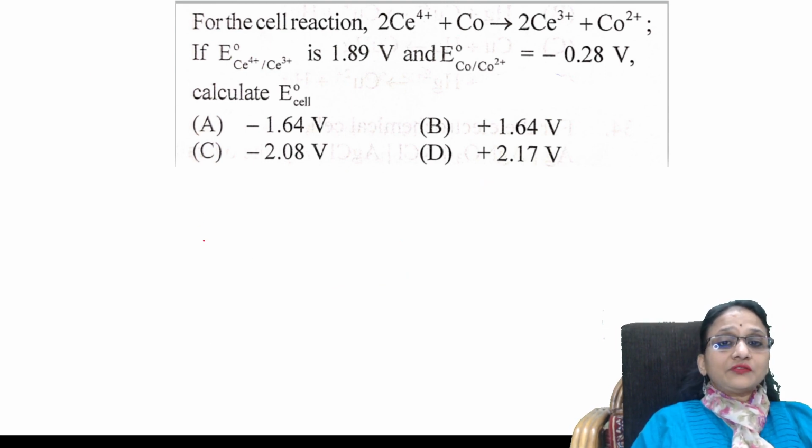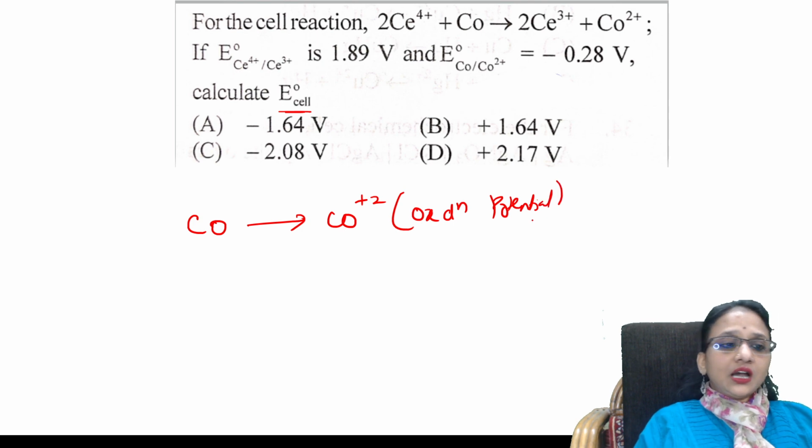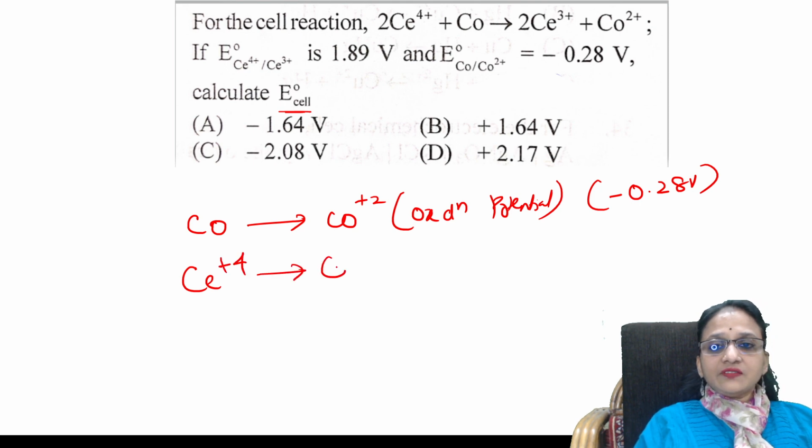Basically, for the cell reaction, cerium plus 4 plus cobalt gives me cerium plus 3 plus cobalt plus 2. Calculate E naught cell. Same story, write the cell reaction. In case 1, cobalt is getting converted to cobalt plus 2. What is this? Loss, so oxidation potential, 0.28 volts. Cerium from plus 4 is gaining one electron and forming cerium plus 3. This is the reduction potential, and 0.19 volts is given.